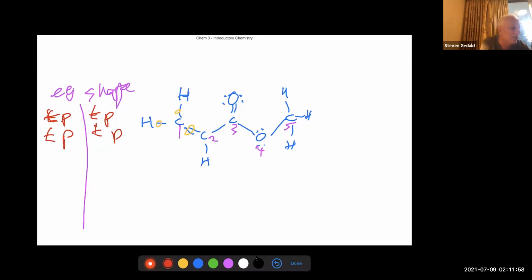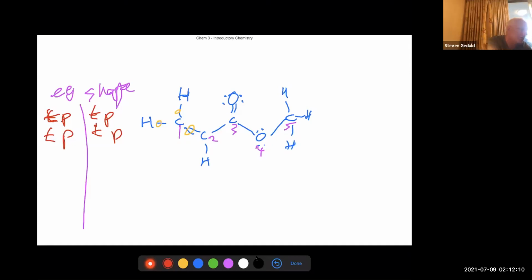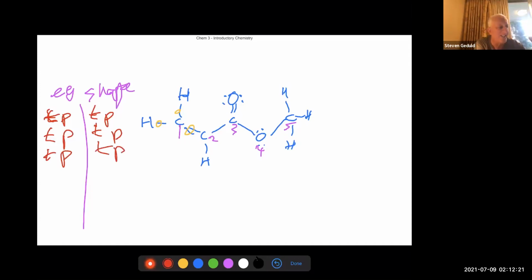Number 3. What's the electron geometry? There's 3 groups. Trigonal planar. And what's the molecular geometry, the shape? It's 3, so trigonal planar. Perfect. Okay, now we're gonna vary it up.